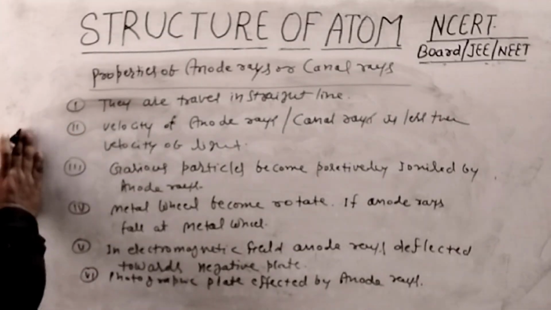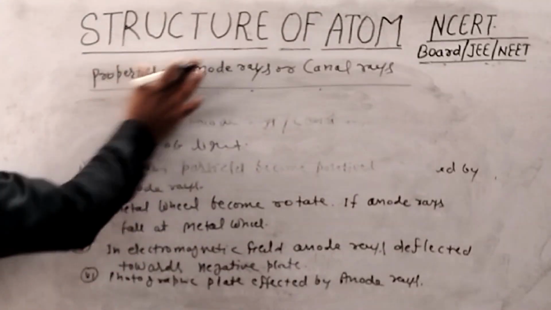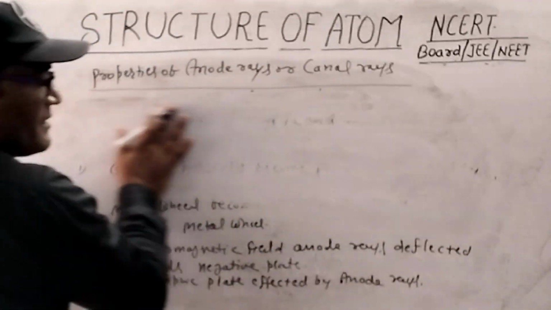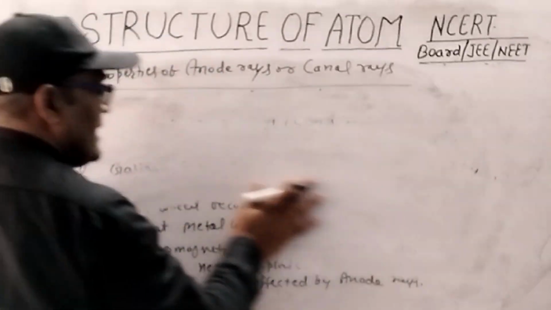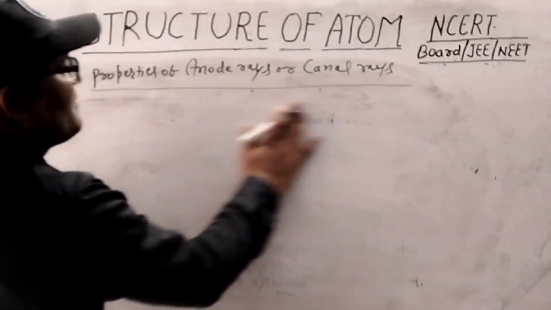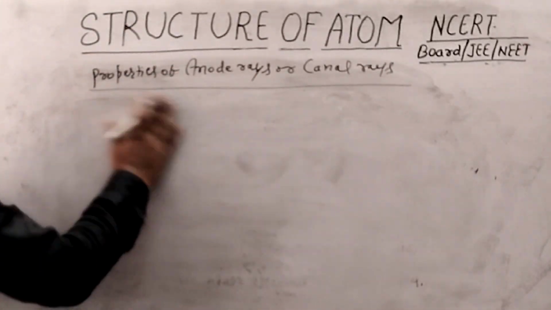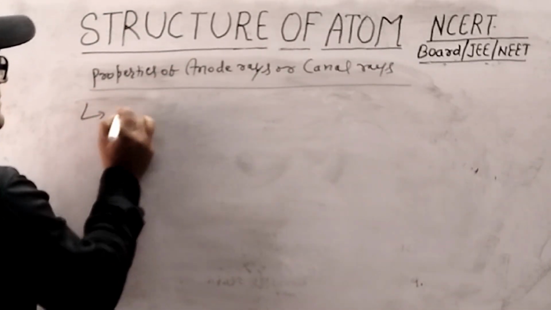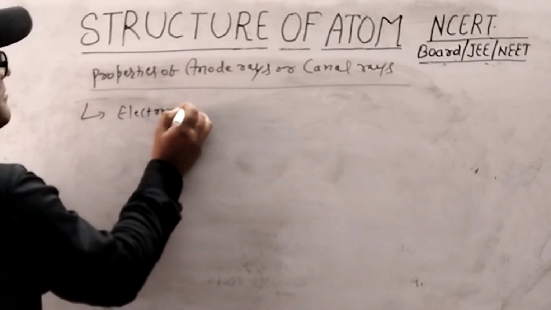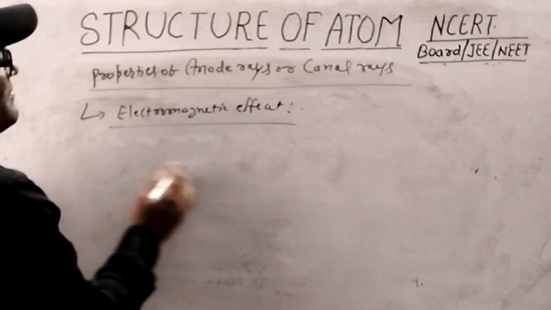Now, due to the deflection of anode rays in the electromagnetic field, we can observe here that anode rays are formed by positive particles. Now, electromagnetic effect of anode rays.